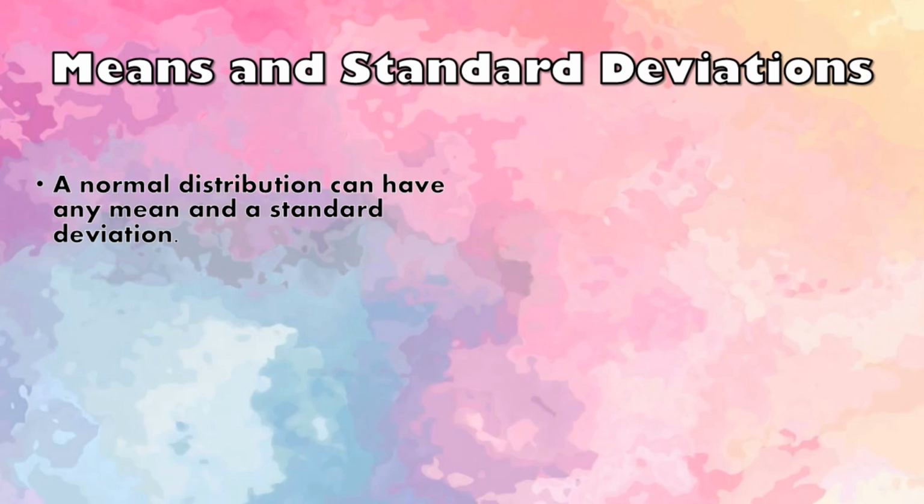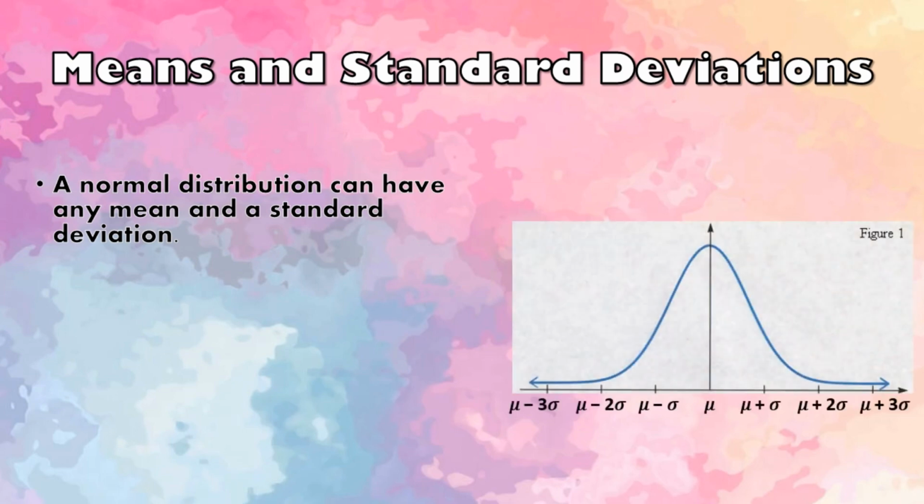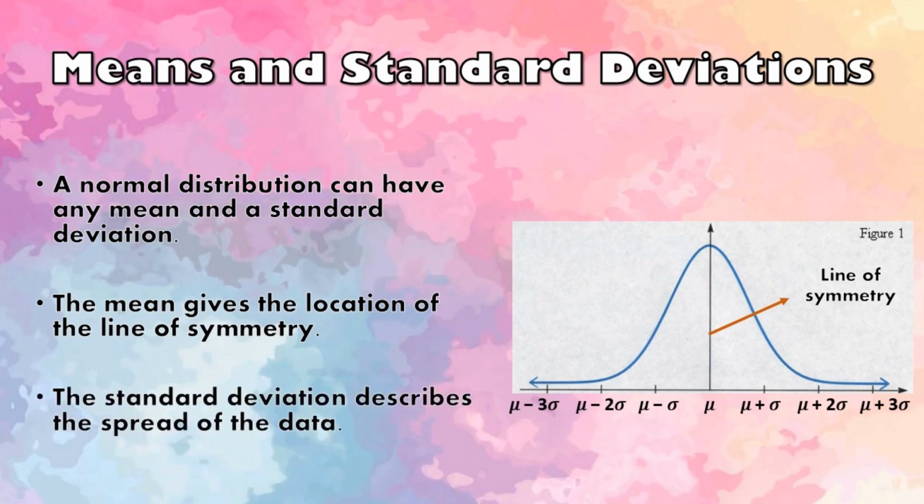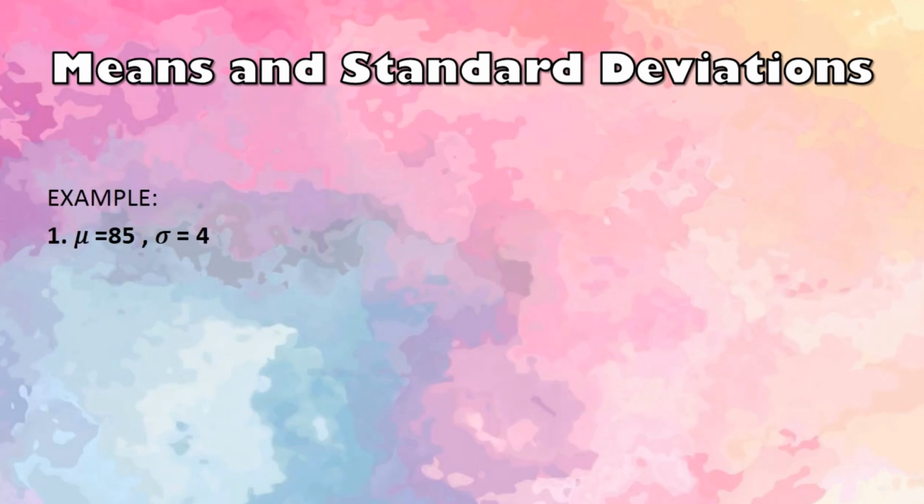Means and standard deviations. A normal distribution can have any mean and standard deviation, meaning a normal distribution is composed of mean and standard deviation. The mean gives the location of the line of symmetry. As you can see, based on the figure on the right side, we have the line of symmetry. The standard deviation describes the spread of the data.